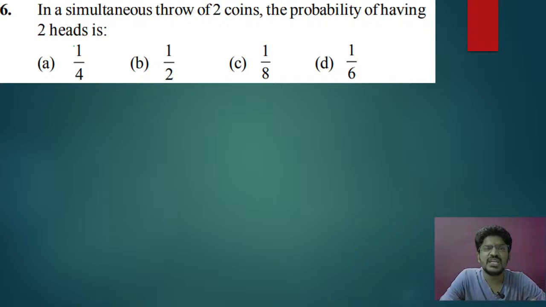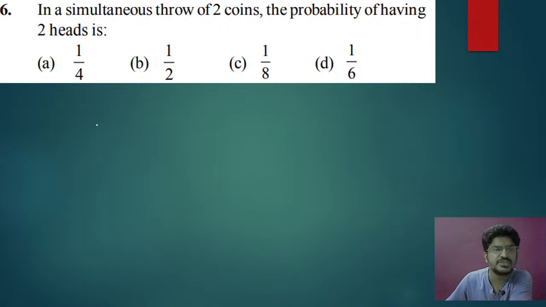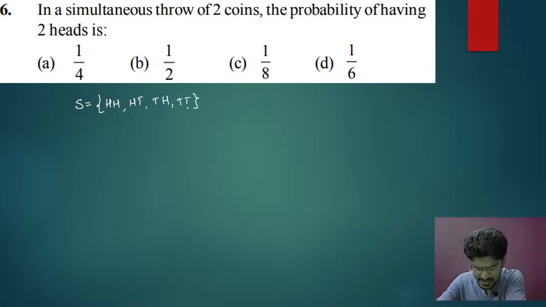In a simultaneous throw of 2 coins, the probability of having 2 heads is. No problem. You just see, I am tossing a coin 2 times. Now the sample space S will be equal to HH, HT, TH, TT. So these are the sample spaces.